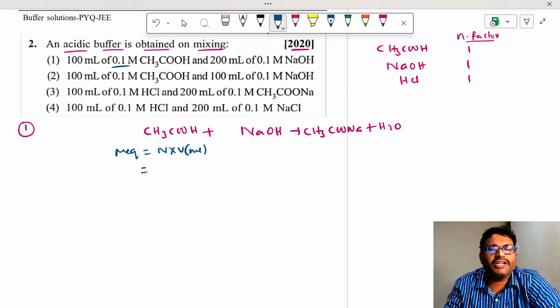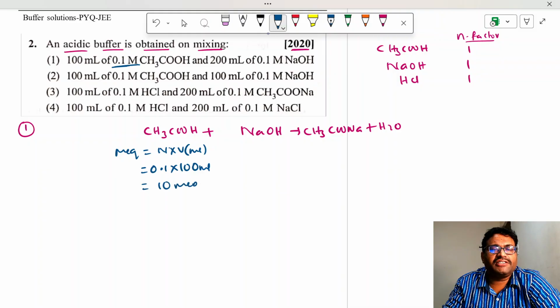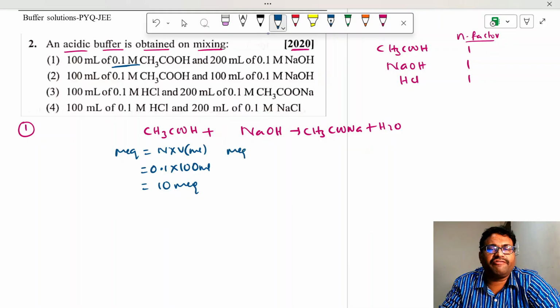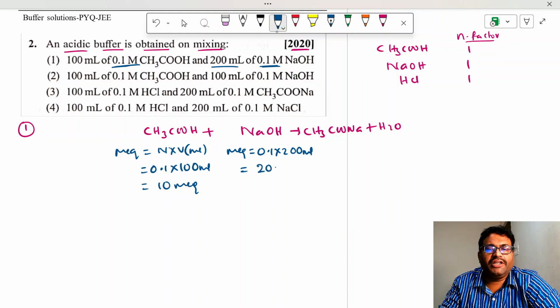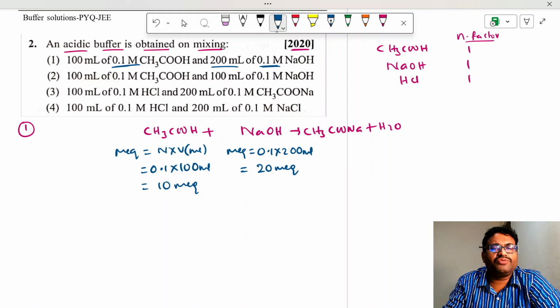So here normality is equal to molarity, so I can take 0.1 into volume 100 ml, and I get 10 milliequivalents. Milliequivalents of NaOH is normality into volume, 0.1 into 200 ml. Then what you get is 20 milliequivalents. So this is before the reaction.